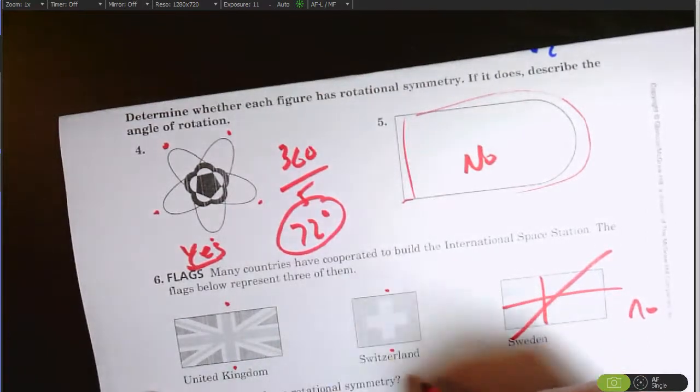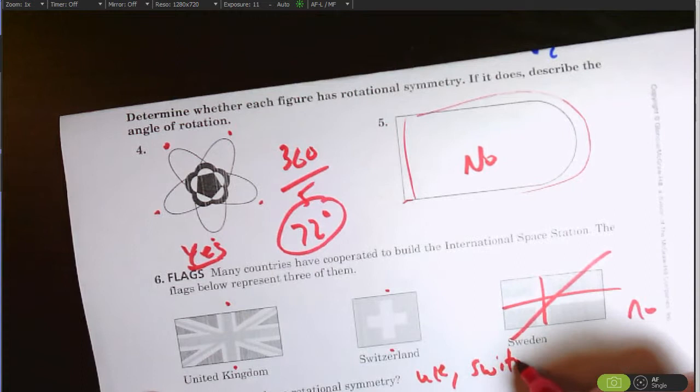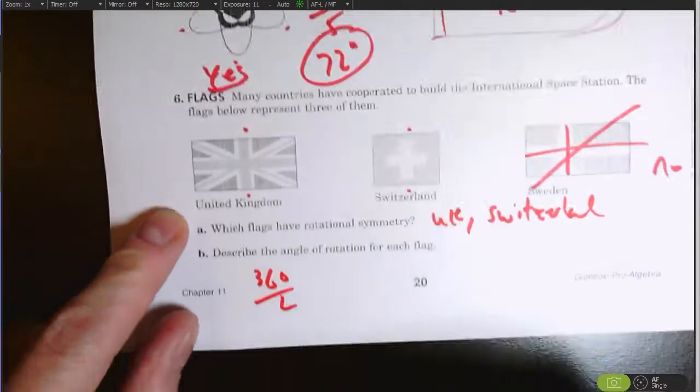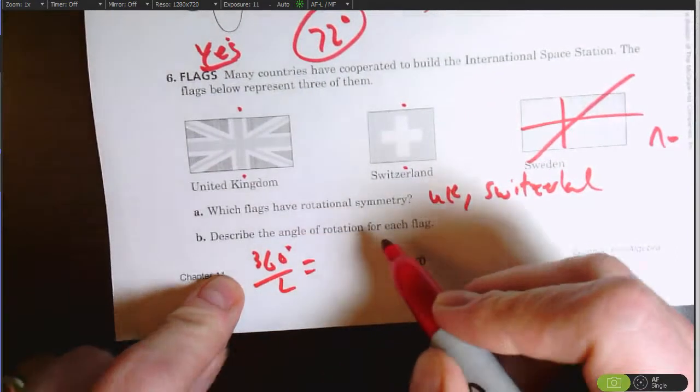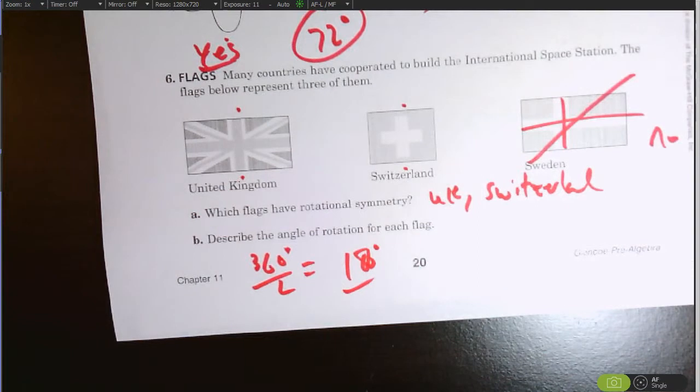So which flags? UK, Switzerland. And they have it happening twice. 360 degrees over 2 is 180 degrees. Okay, all right, there we go.